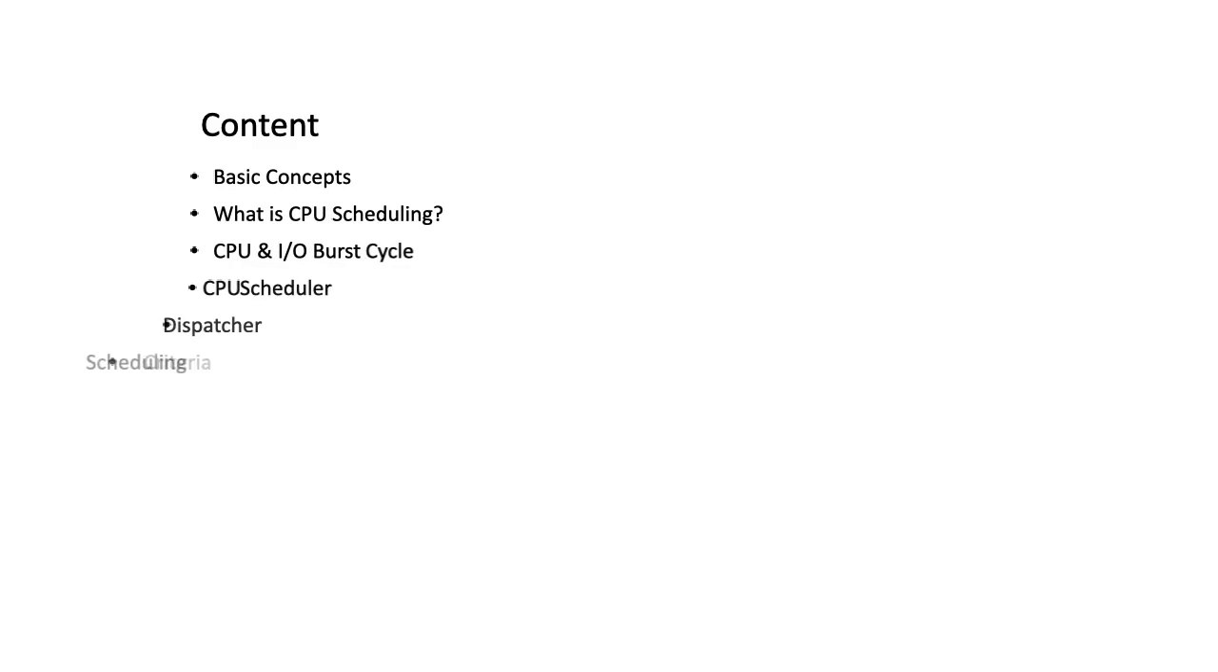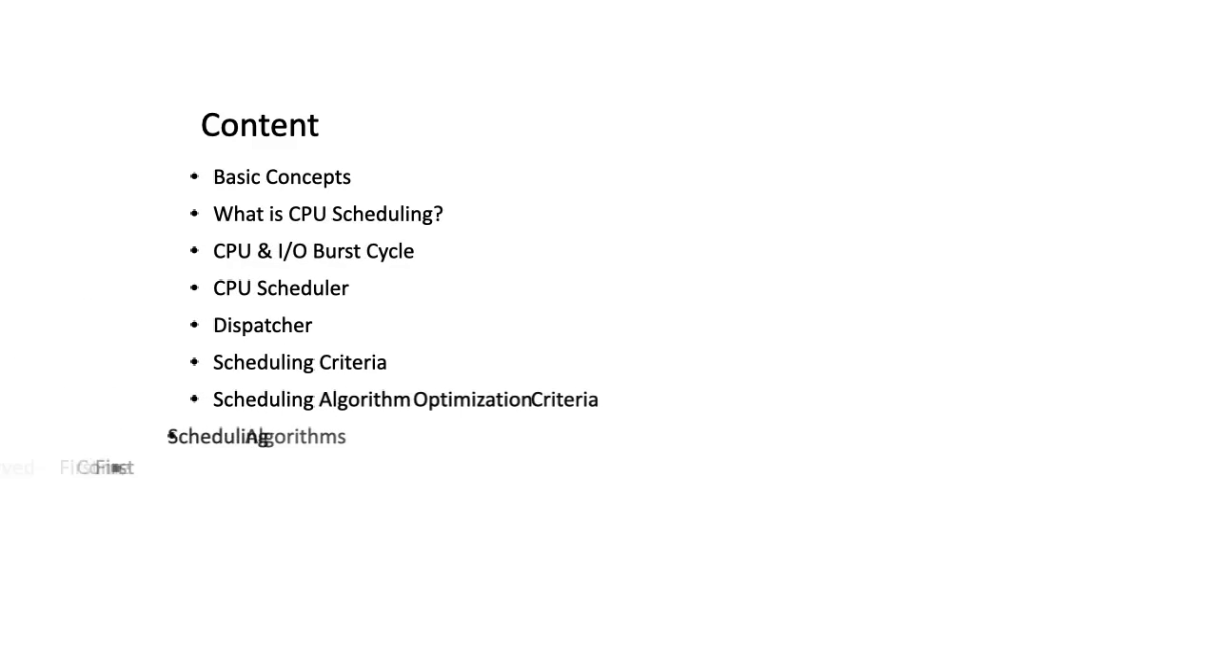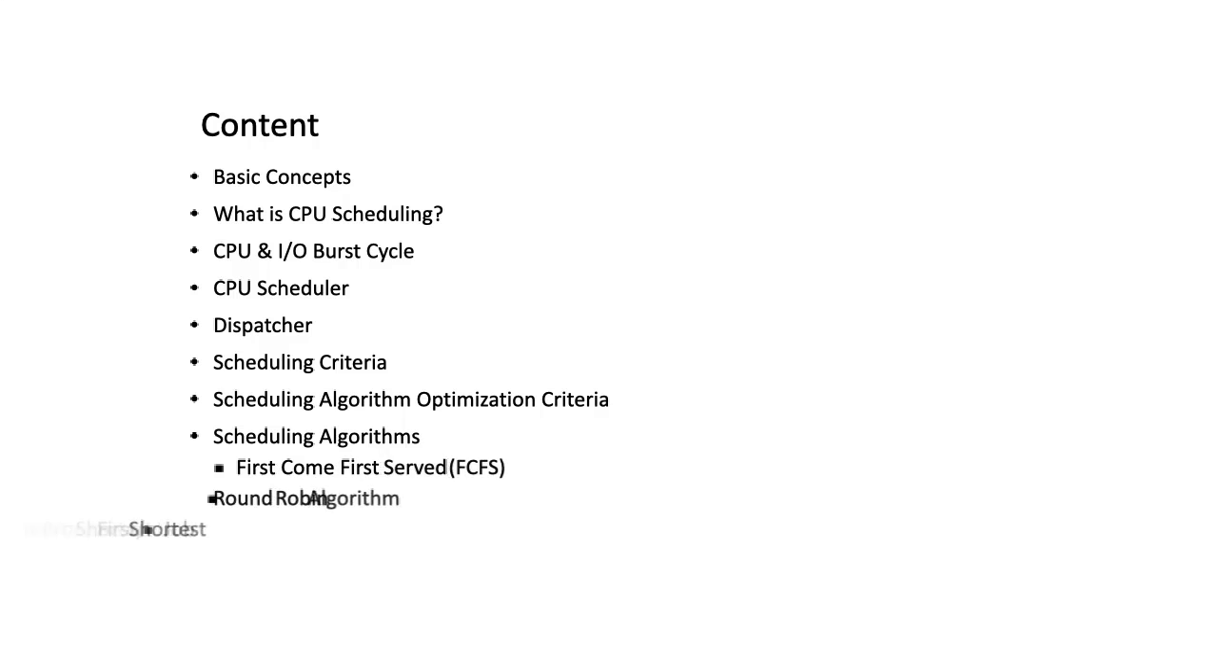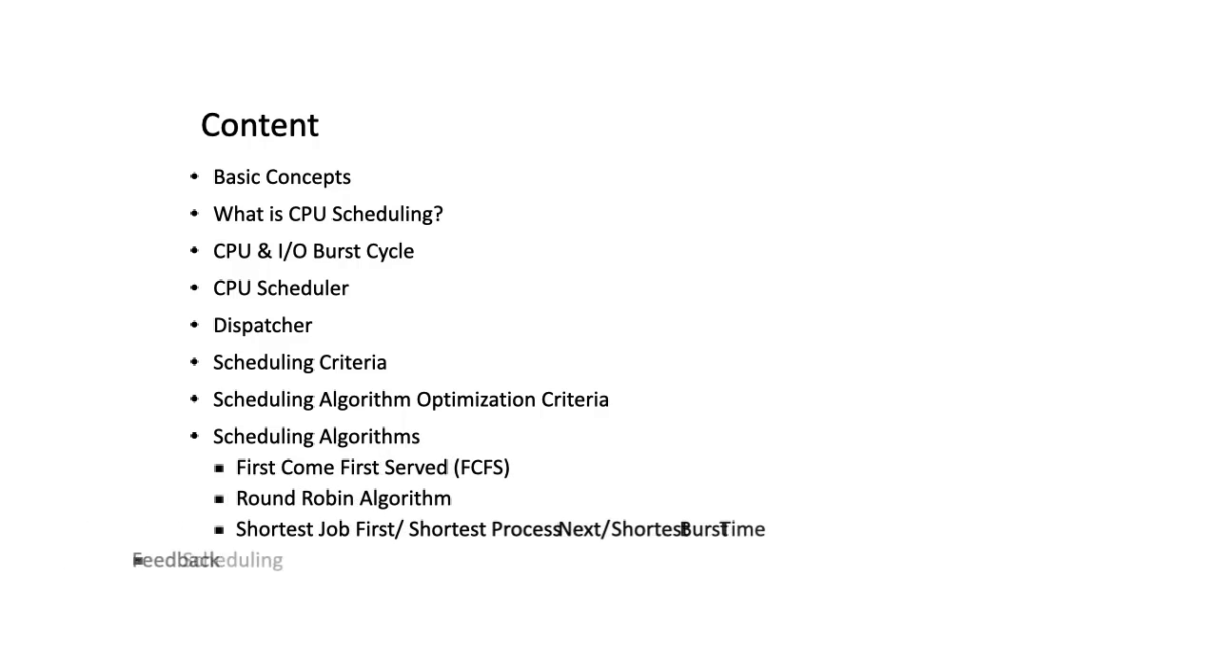Here is the outline that we are going to cover under this chapter. From this video, we are going to cover up to scheduling algorithm optimization criteria. From remaining videos, we are going to discuss how each scheduling algorithm works using some example problems.